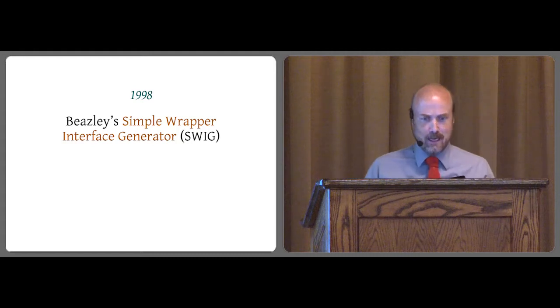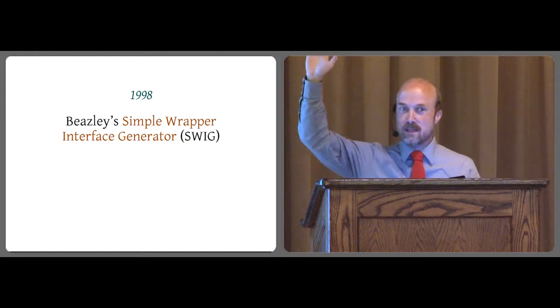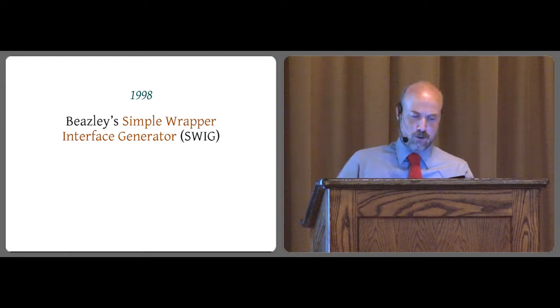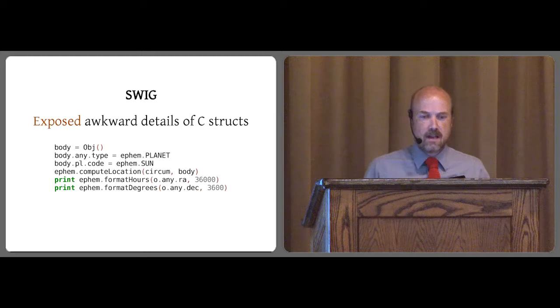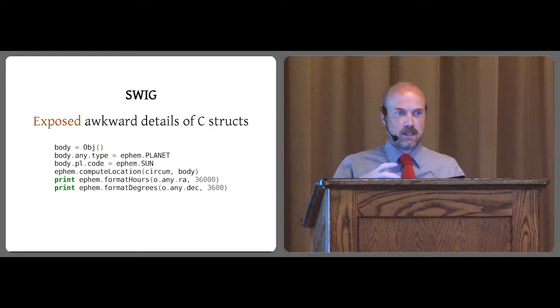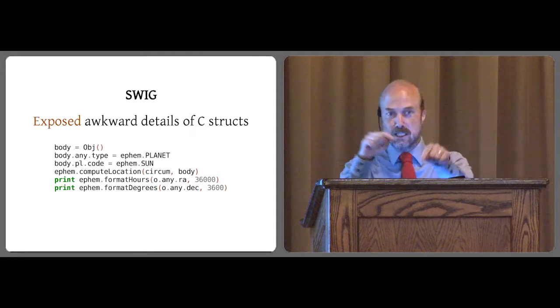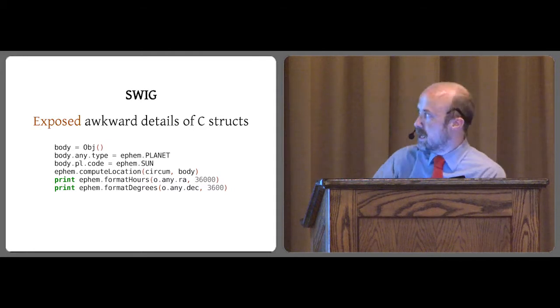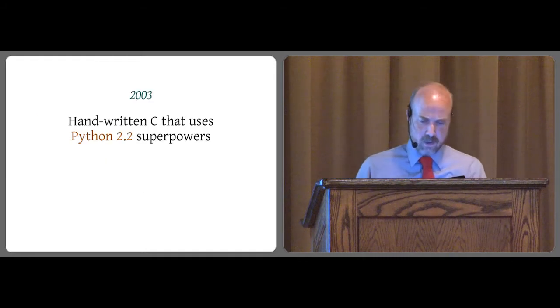When I first did it in '98, I used David Beazley's SWIG. Anyone used SWIG before? The simple wrapper interface generator. It just was about the only alternative I had at the time, and it just basically sets things up where you can malloc memory and poke information into C structures manually, which meant that your Python code looked about as pretty as your C code.